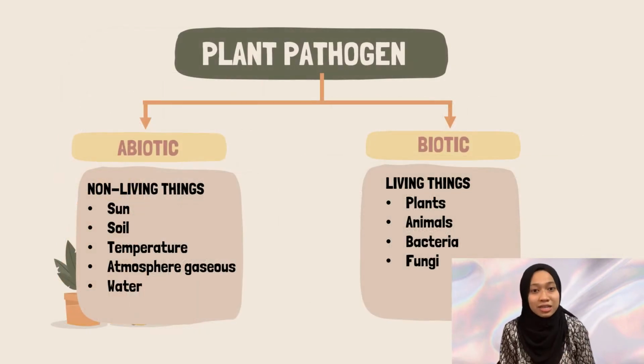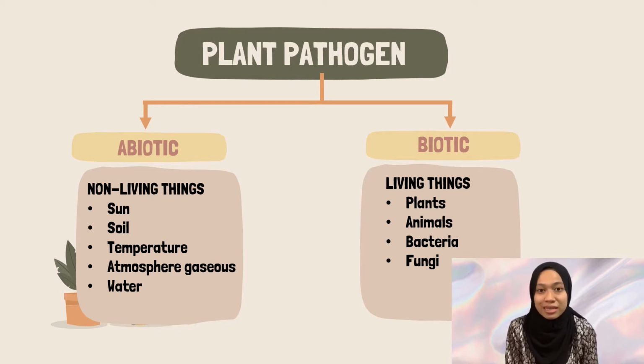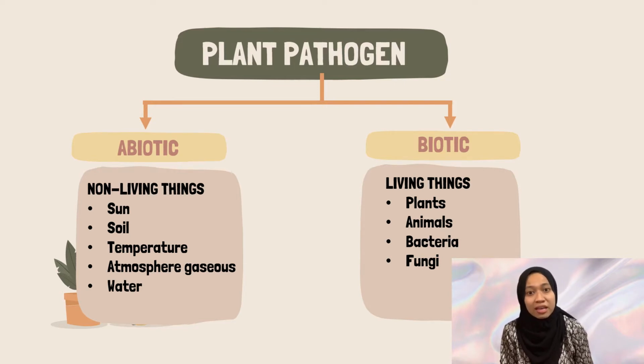Plant pathogen agents can be divided into two. The first one is abiotic and the second one is biotic. Abiotic is non-living things that can cause harm to the plant, which are sun, soil, temperature, atmospheric gases, and water. What about biotic? Biotic is living things that cause harm to the plant. We have plants, animals, bacteria, fungi, and many more that will be discussed in this presentation. But we will emphasize more on biotic for this presentation.